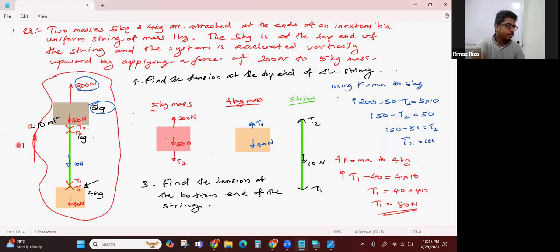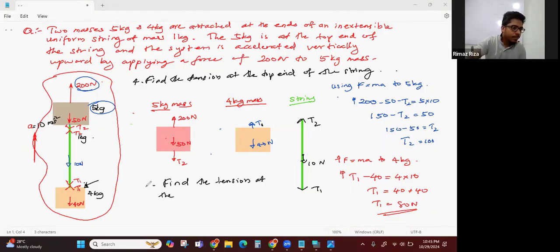Okay, and the fifth question. Write down the fifth question. Find the tension at the middle of the string. Find the tension at the middle of the string. So at the middle you can consider it as T3.